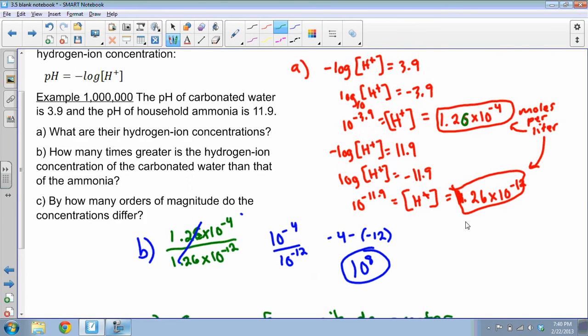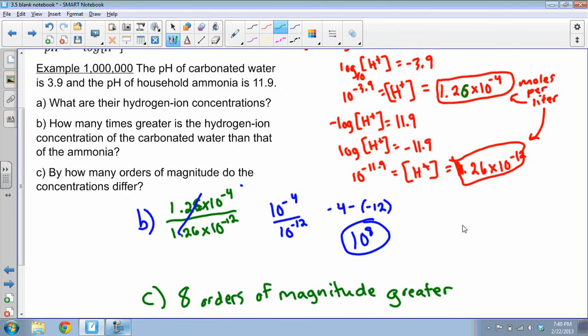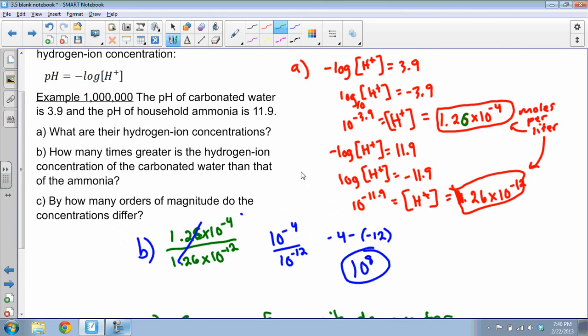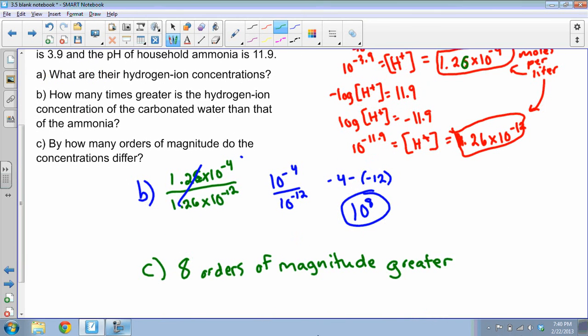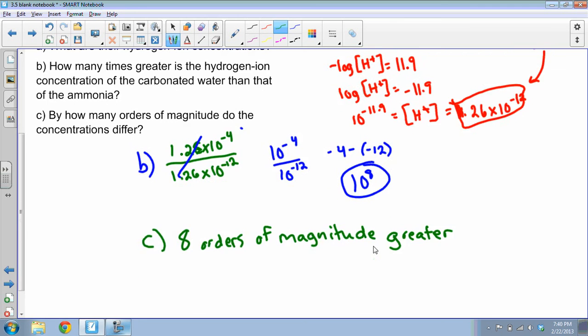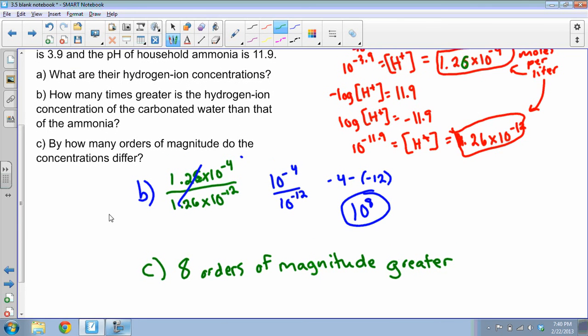Incidentally, I know this has worked on like 3 different problems, so I kind of feel good about it. If we had originally subtracted 11.9 and 3.9, we would have gotten 8. So I feel like there must be some kind of connection there. I don't know if you're feeling it, but I'm feeling it.